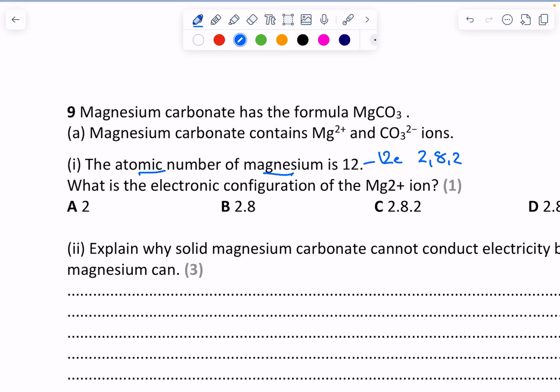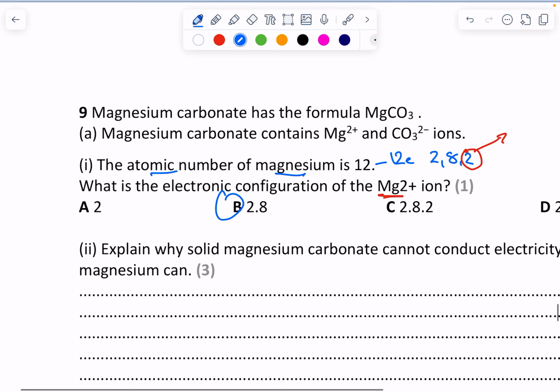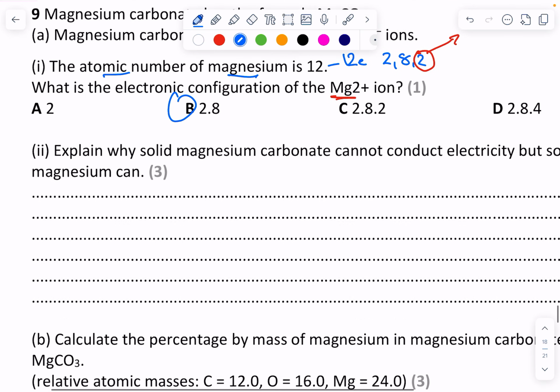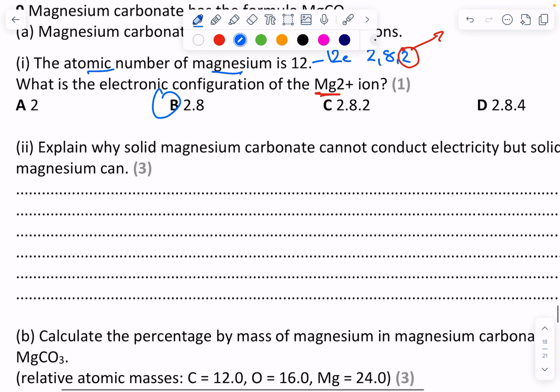2.8.2. 2.8.2 is not stable, so what it's going to try and do is lose those two. If it loses those two, it will then become this magnesium 2+ ion. So what we have to do in here is say that it's going to have 2.8 left, which is going to be option B.